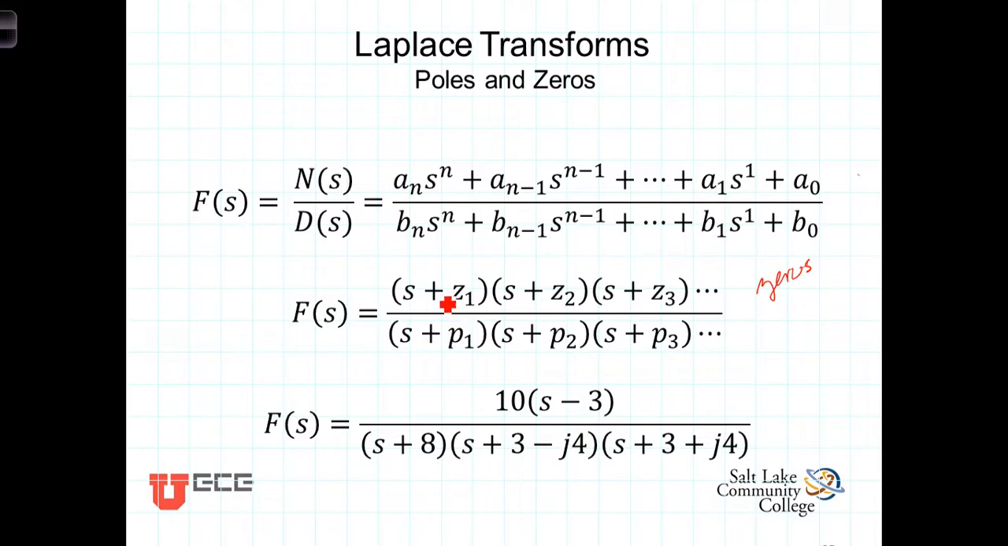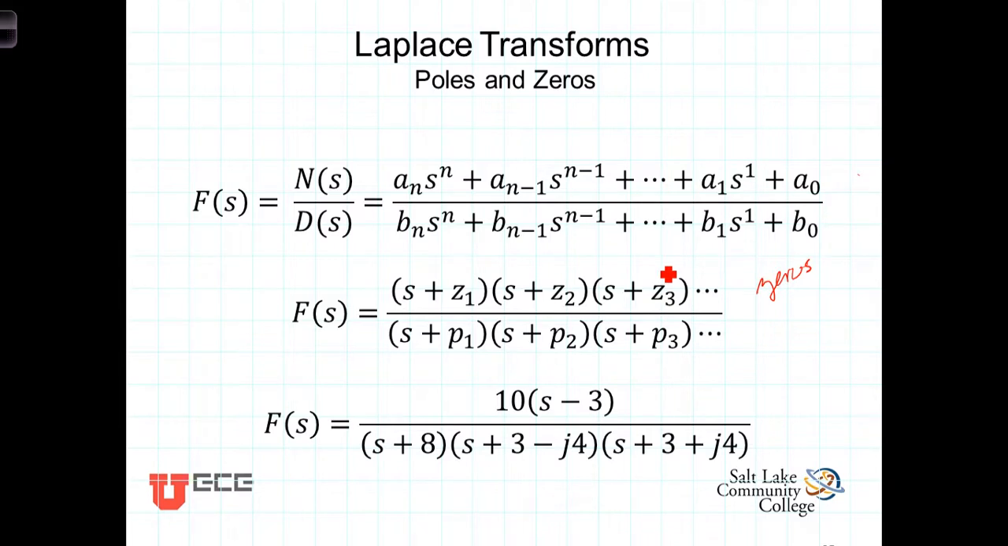this. For example, negative z1 represents the value of s that would cause this factor to equal 0, which makes the function itself go to 0. Similarly, negative z2 and negative z3 would be the values of s that would cause the function to go to 0, thus those values are referred to as the zeros of the function.